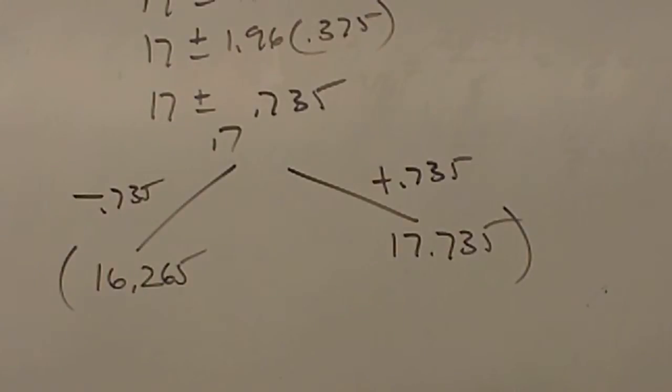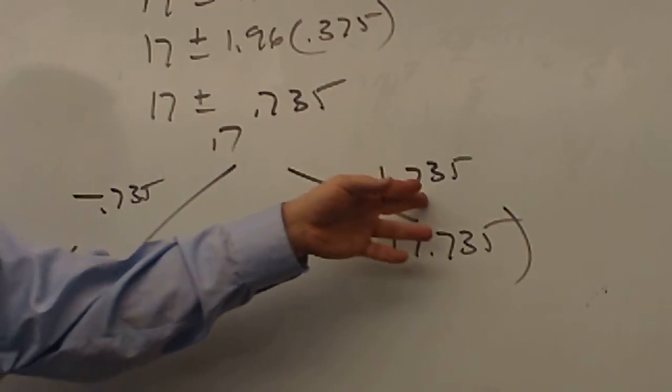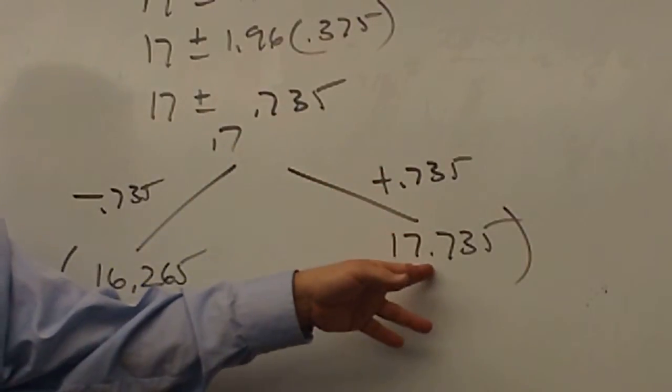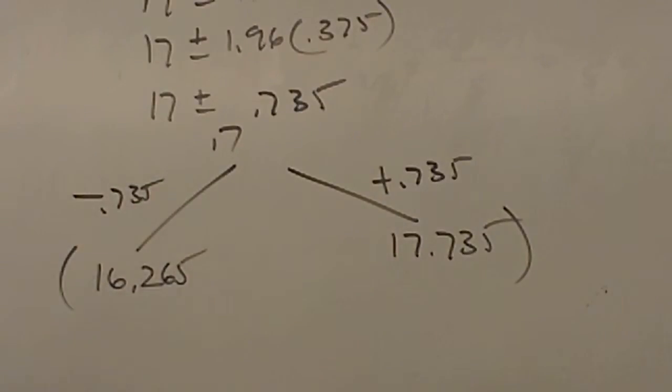I'm sorry? Like, how'd you get the answer? Okay, you add and subtract this. So when you add 0.735 to the mean, that gives you 17.735, because we're putting a confidence interval about the mean. Oh, I see what you're saying. The mean is 17.